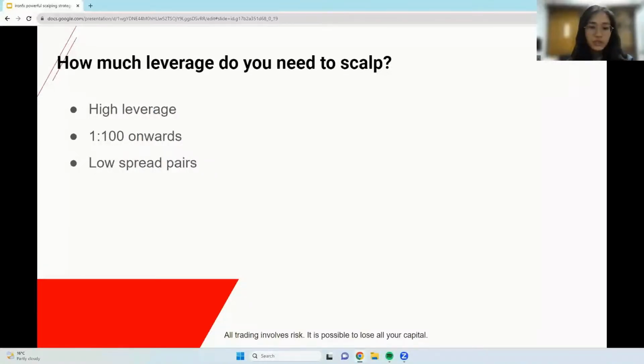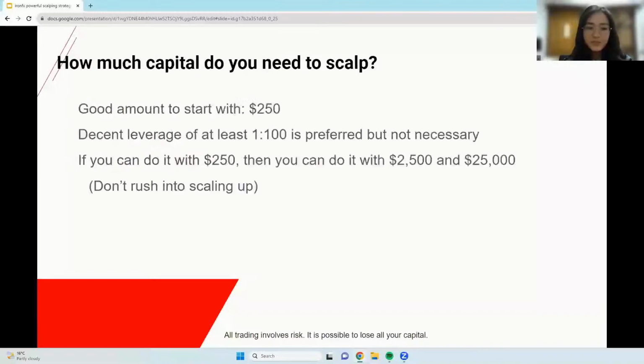How much leverage do you need to scalp? This is typically quite a high leverage strategy, about 1 to 100 onwards. And you normally would use low spread pairs. How much capital do you need to scalp? A good amount to start with is 250. That's just our recommended amount. Of course, it's completely up to you. Decent leverage of at least 1 to 100 is preferred, but not necessary.